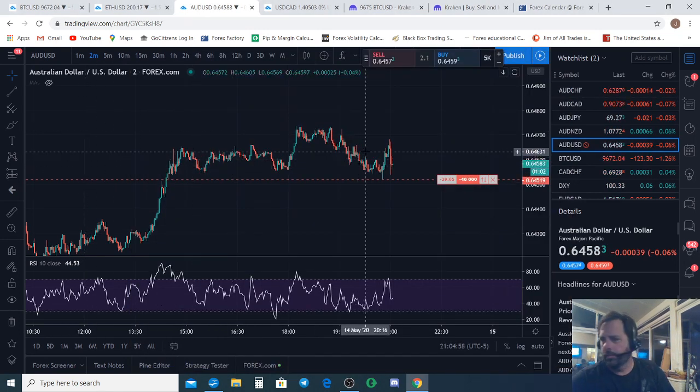All right. Looking at a position in AU right now, which is in the negative, but I'm going to show you it's a bad position. I'm going to show you what I did to mitigate it.